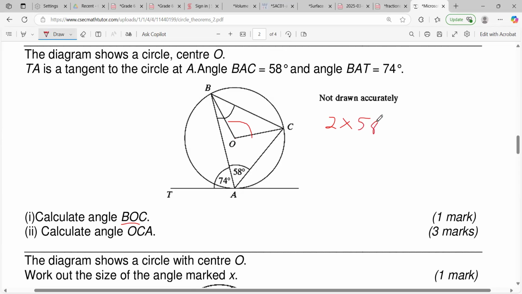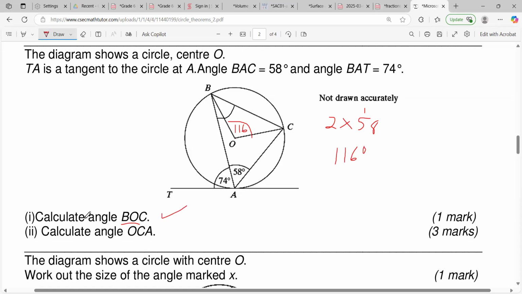2, 8, 16. 2, 5, 10, and 1, 11. So this is 116 degrees. The angle at the center is 116. All right. So we get that one mark there.